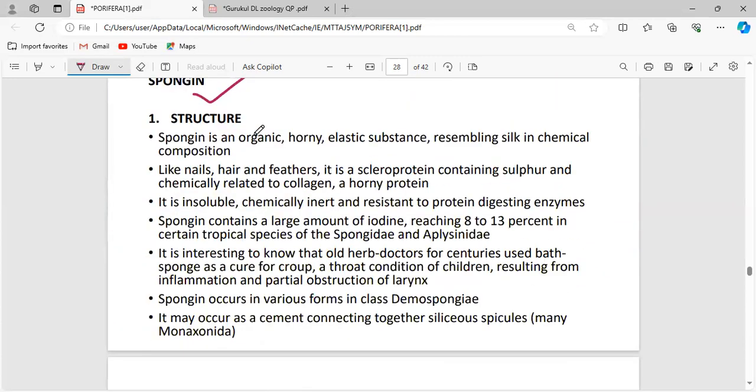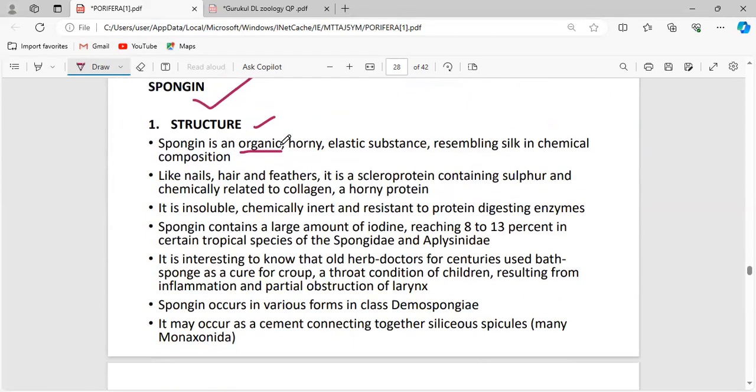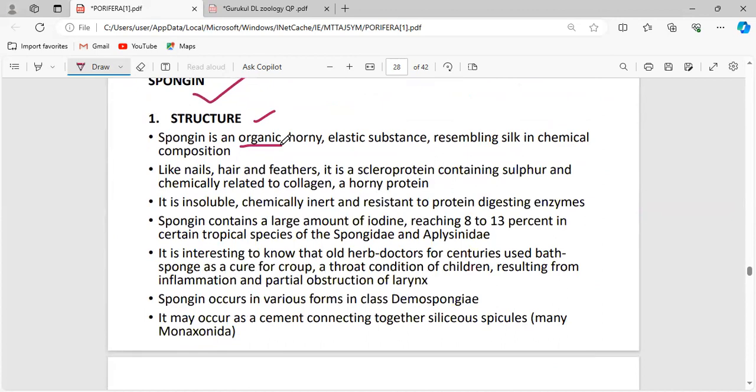Now coming to the spongin fibers, how they look. Spongin is an organic, proteinaceous compound. As the spicule is a calcareous or siliceous component, the spongin fiber is a proteinaceous substance.